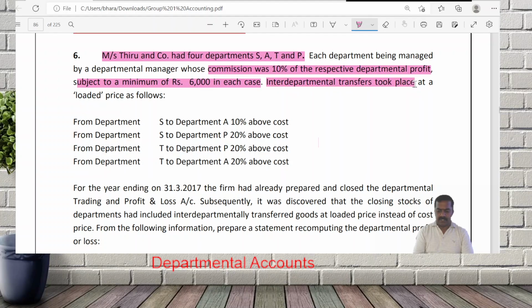Interdepartmental transfers took place at what price? Loaded price, meaning at invoice price. S to A, look, what have they given? 10% above cost. S to P, 20% above the cost. T to P, 20% above the cost. T to A, on cost the transfer is given.